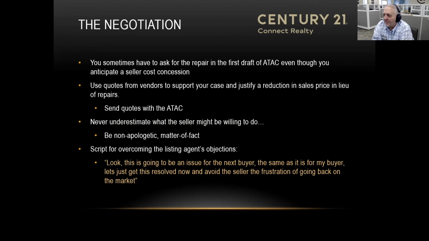And a great script for overcoming that listing agent's objections or even the seller's objections is, look, you know what? My buyer is not asking for anything that the next buyer is not going to be asking for too. It's a perfectly reasonable expectation for the home to have whatever it is that you're asking for. Wouldn't it be just easier to resolve it now? Let's not have to go back on the market and lose all that time on the market. That's the best way to negotiate those repairs.